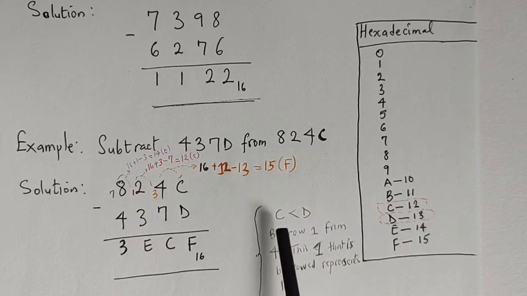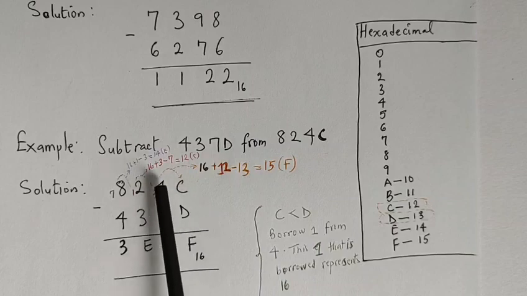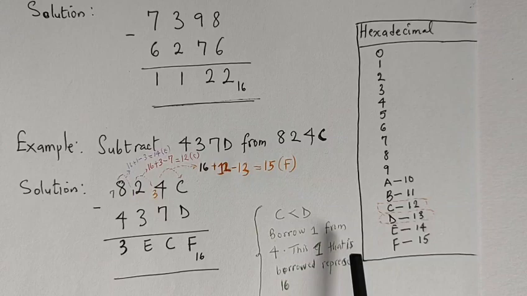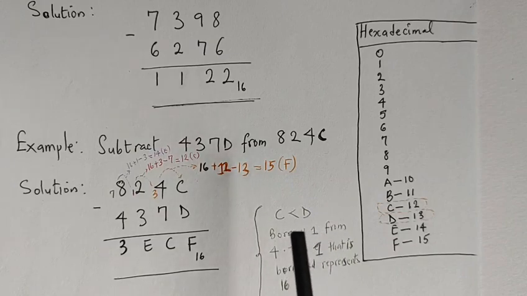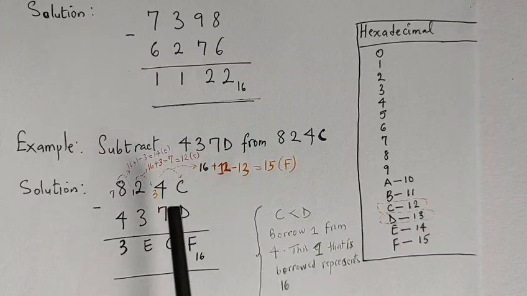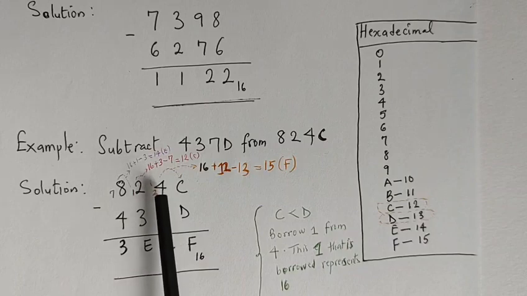In this case we have to borrow 1 from 4. Alright, and then this one that is borrowed represents 16. So every time you borrow 1 from the next column, the one that you have borrowed represents 16. This is the rule because this is hexadecimal. Now we borrow 1 from 4, it means what we're going to have left is 3.